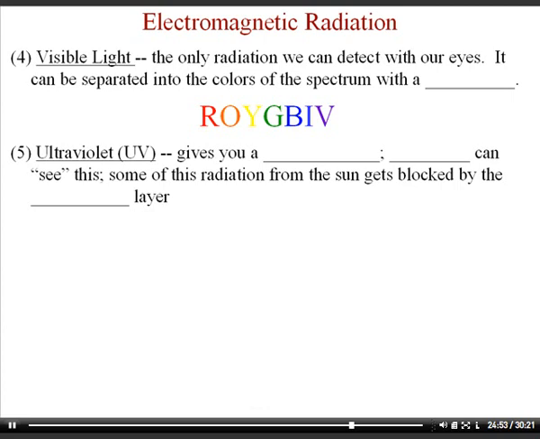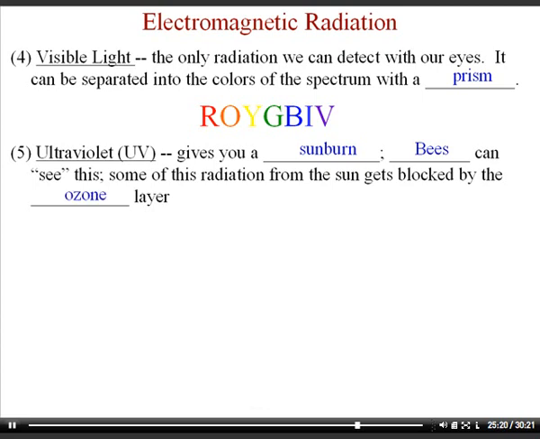Another type of electromagnetic radiation going through the list is visible light. It's the only one that we can detect with our eyes, and it can be separated into the colors of the spectrum, and you can use a prism, which is a triangular shaped piece of glass. And the colors again are listed from lowest to highest energy, and it's Roy G. Biv: red, orange, yellow, green, blue, indigo, and violet. After you get violet light, our eyes can't detect it, and that's called ultraviolet, and this is the radiation that gives you a sunburn.